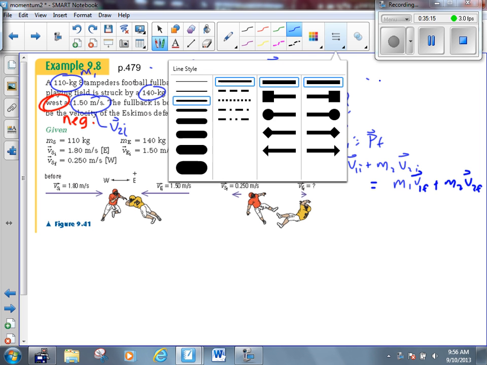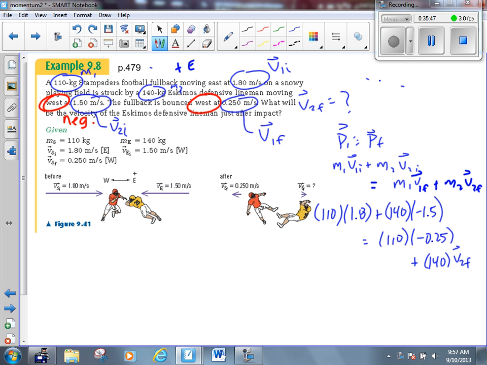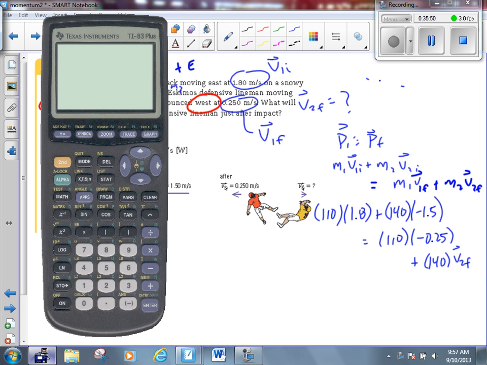Let's plug in some numbers here. m1 is 110. v1i is 1.8. m2 is 140. v2i is negative 1.5. Don't forget the negative. We circled it in red to remind us, but be careful about that. On the right, m1 is 110 times v1f, which is negative 0.25, plus 140 times v2f. So we got a bunch of numbers in there that we got to deal with. Solve for v2f. Pay close attention to this. I'm going to go through the whole process again.